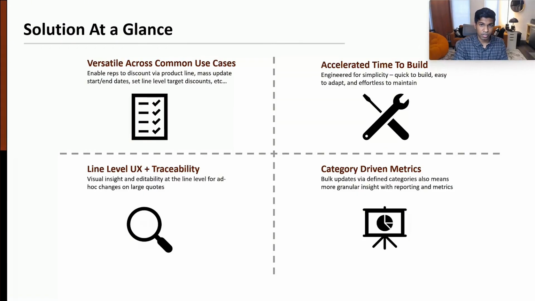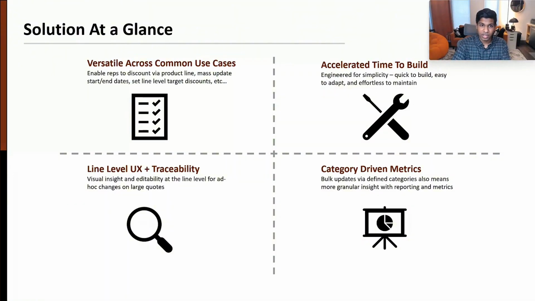And it's not just applicable for target discounts. You can mass update date values that may be specific to product lines. You can mass update any sort of attribute that's niche to your business and associated to each product line. Line level UX and traceability. So what this is really calling out is, let's say you need to make ad hoc updates to certain products within product categories, product lines.